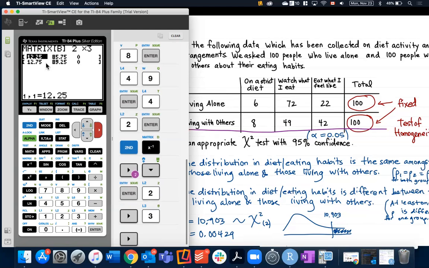So I've got 6 plus 8 gives me 14. 72 and 49 gives me 121, I think. I should get my calculator out. And then 22 plus 42 gives me 64. So hopefully that all adds to give me 200. Let me just plug that into my calculator here just to make sure. So I've got 14 plus 121 plus 64. Oh no, I'm short one. So where did I screw up?